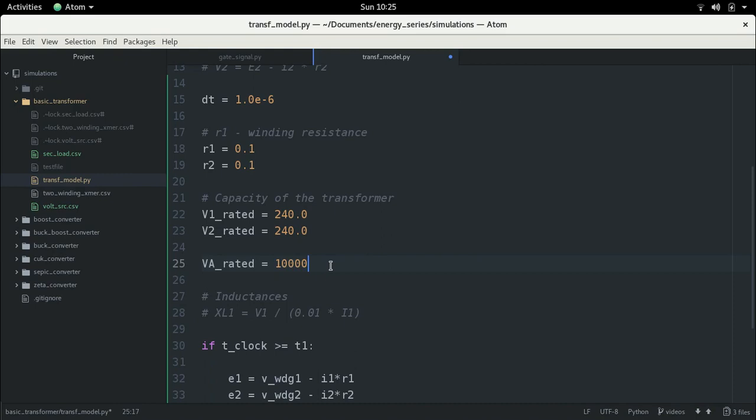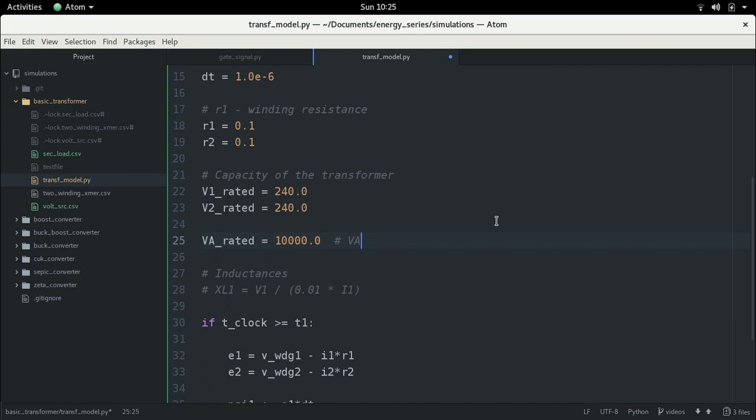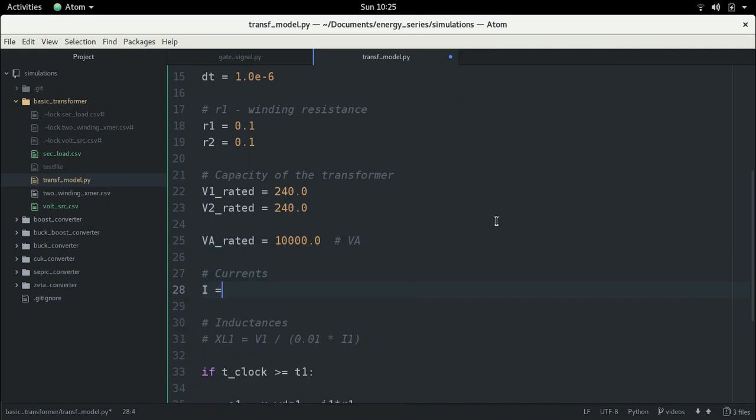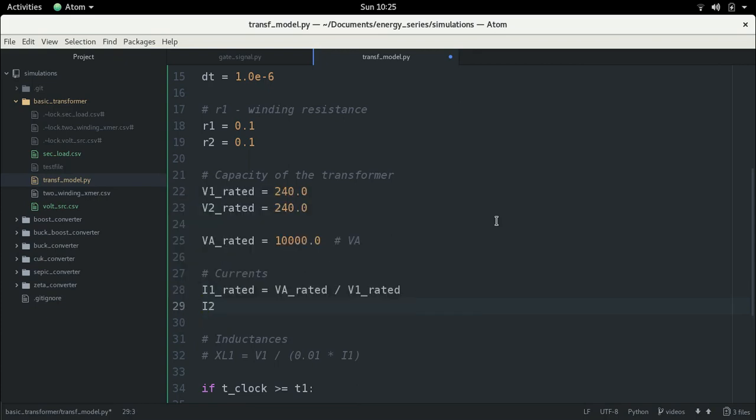So let's choose a 10,000 volt ampere rating. I'm just going to write this VA, right? This is the unit of this value, that is VA, volt amperes. So now that we have this, we can now calculate the currents. The current I1 rated is basically VA rated divided by V1 rated, and I2 rated, that is the rating of the secondary winding, is basically VA rated divided by V2 rated, right?